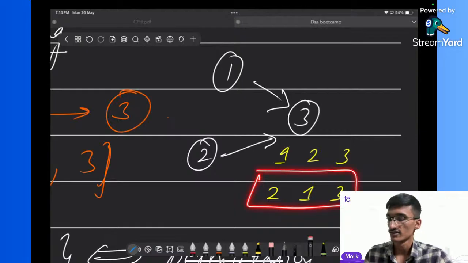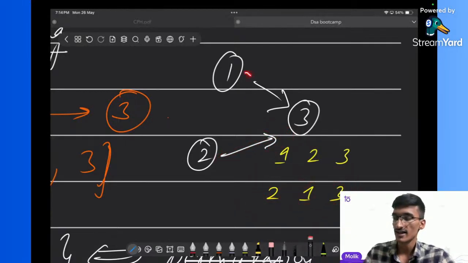Same goes for this. 2 comes before 3, and there is a directed edge going from 2 to 3, so it's valid for 2 and 3. For 1 and 3, 1 comes before 3, and there is a directed edge going from 1 to 3. Hence, again, it's valid. And for 1 and 2, there is no condition because there is no edge. So hence, this is also a valid topological sort. So for one graph, you can have multiple valid topological sorts.